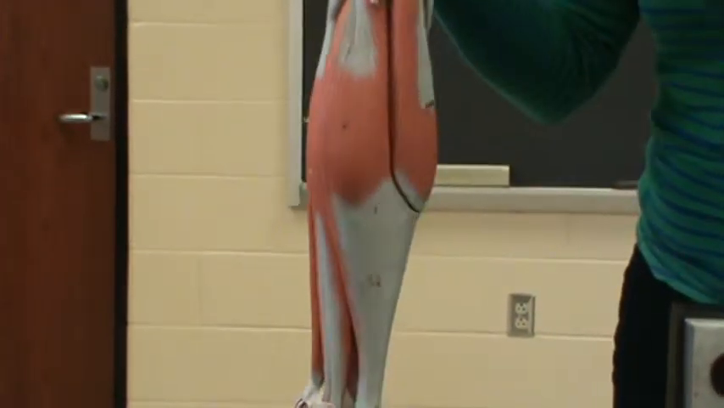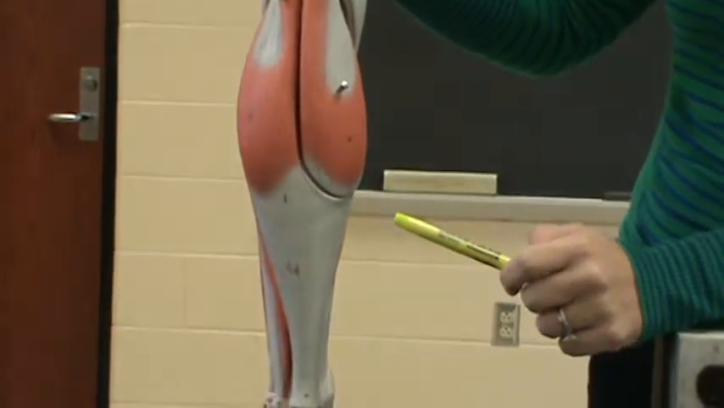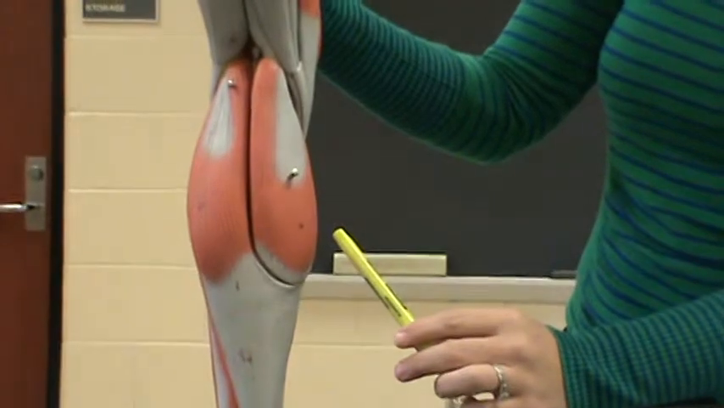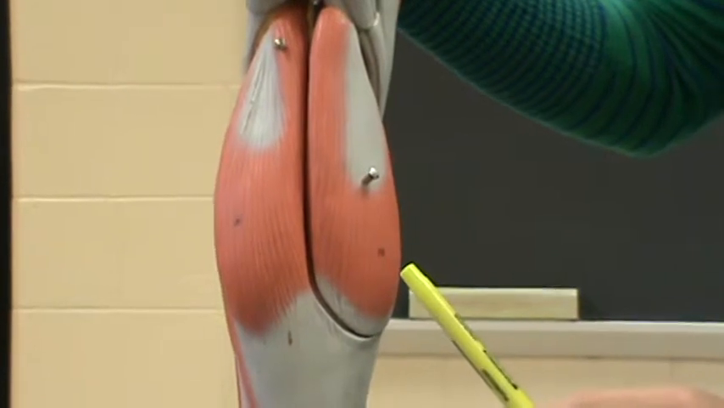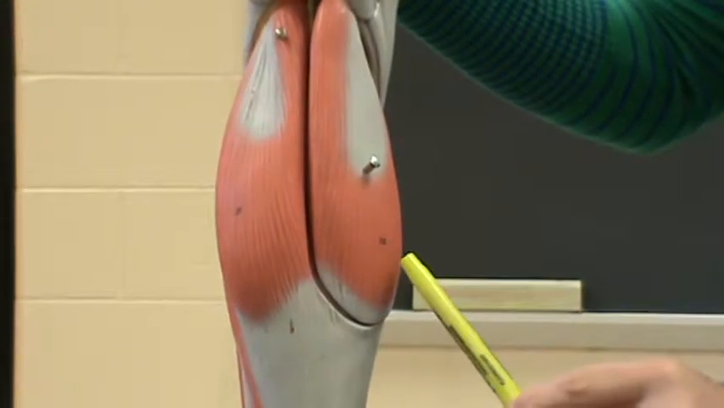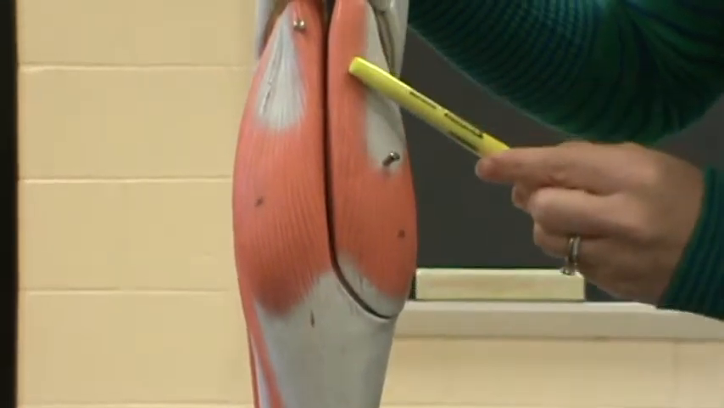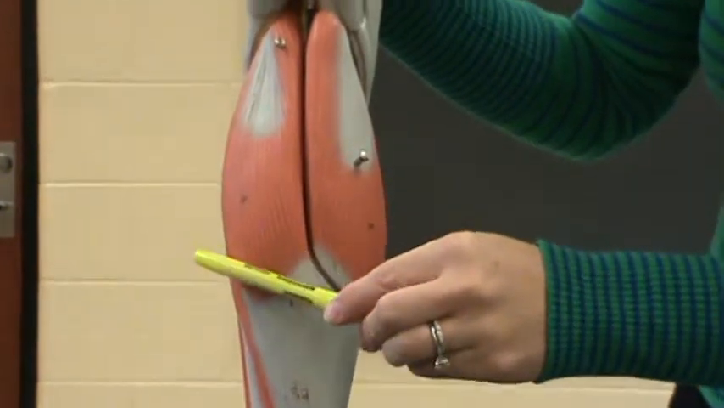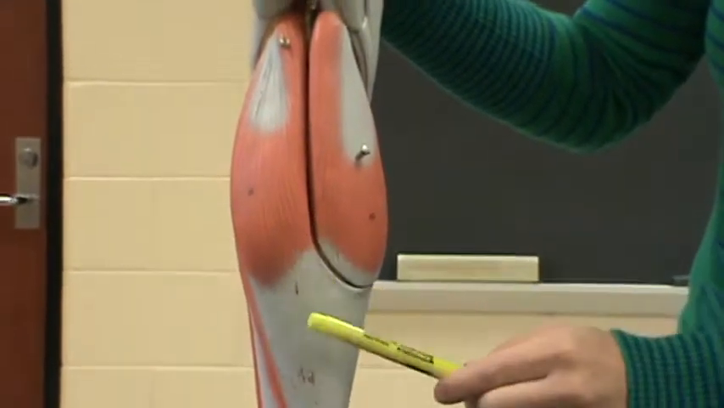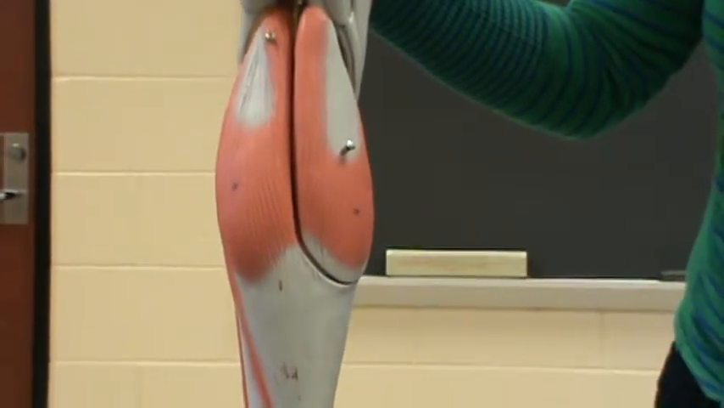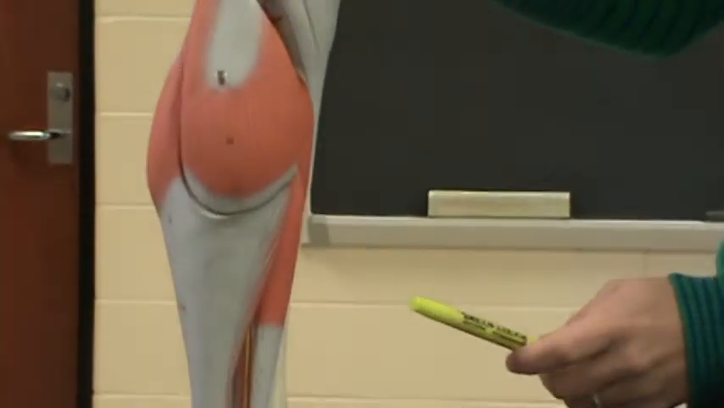Looking then at the posterior side of the lower leg, there are actually 2 compartments in the posterior side. We have a superficial posterior compartment and we have a deep posterior compartment. The superficial posterior compartment consists of several muscles, 2 of which you're going to learn in this class. The first is your large gastrocnemius muscle, and notice you have a medial and lateral head to your gastroc muscle. So that's your gastrocnemius. Deep to the gastrocnemius is a muscle called the soleus.